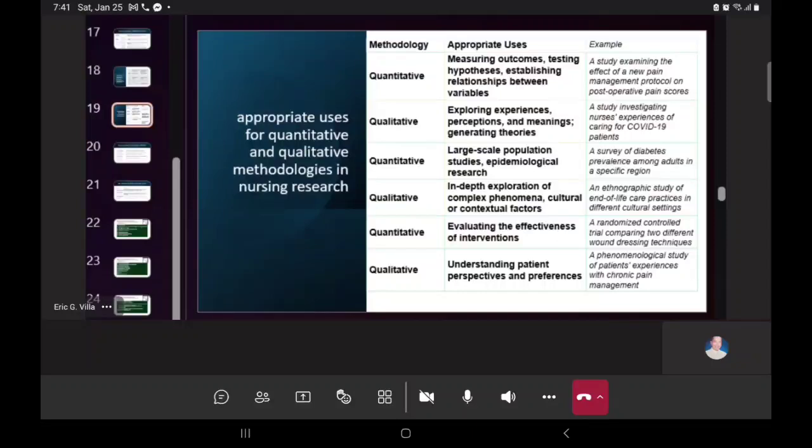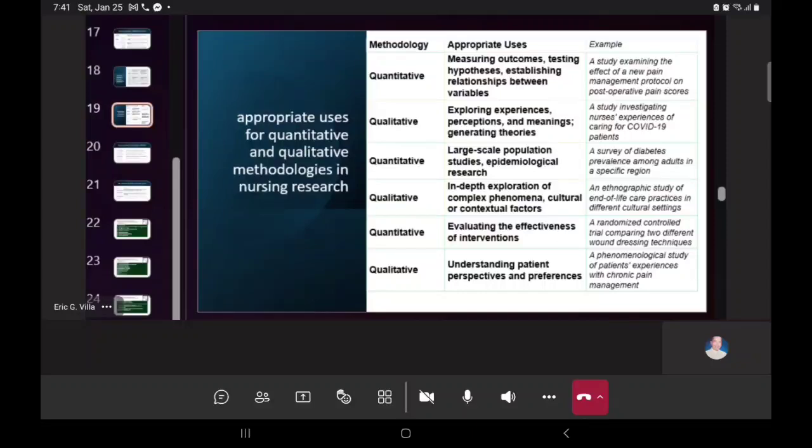Qualitative methodologies, on the other hand, are ideal for exploring experiences, perceptions, and meanings, as well as generating theories. A study investigating nurses' experiences of caring for COVID-19 patients would benefit from a qualitative approach, allowing researchers to capture the complexity and depth of nurses' lived experiences through in-depth interviews or focus groups.